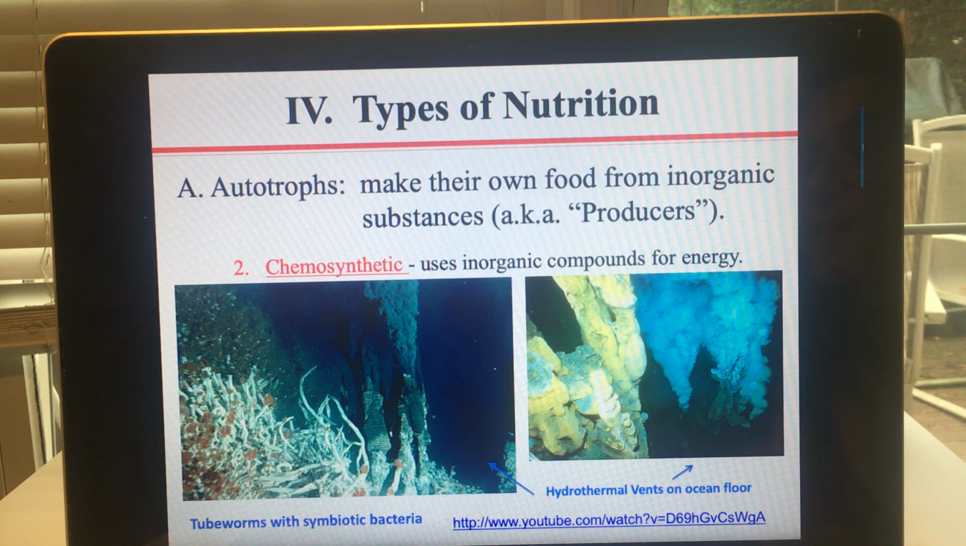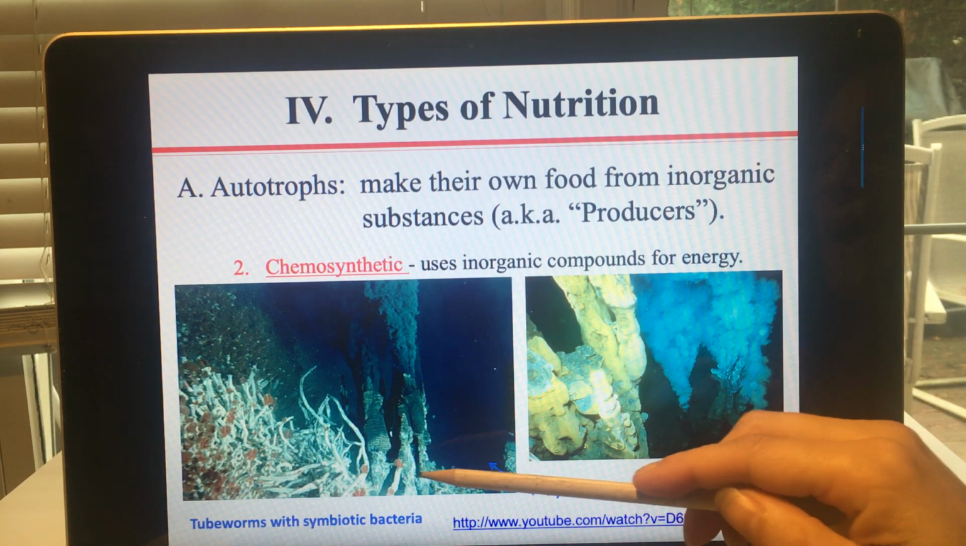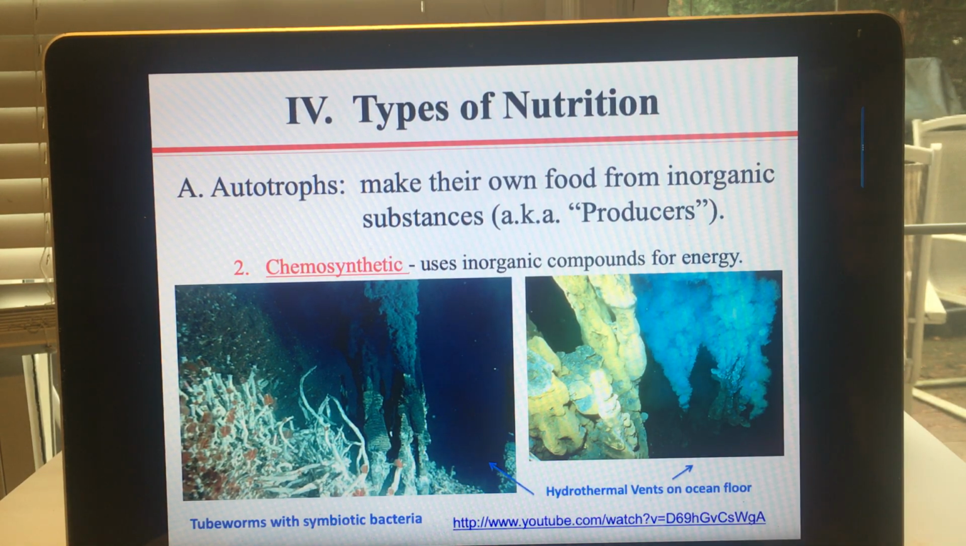If you've ever seen The Little Mermaid, you may have seen when Ursula the Sea Witch squeezes something and then uses it for lipstick. That was actually a tube worm, or it was supposed to be a tube worm. Of course, it was a cartoon.